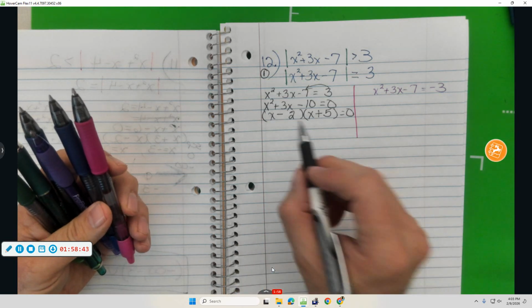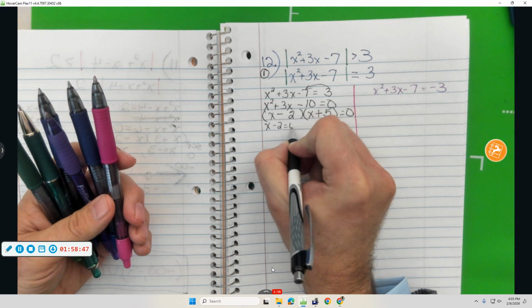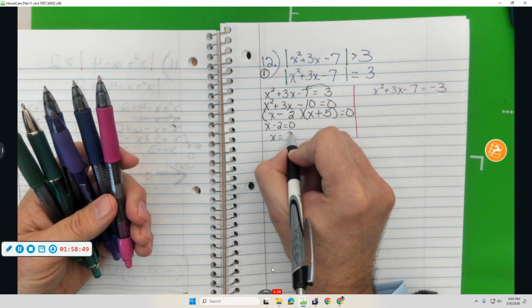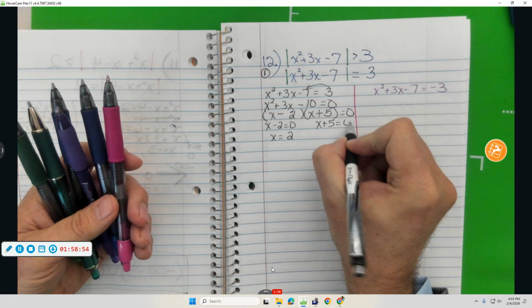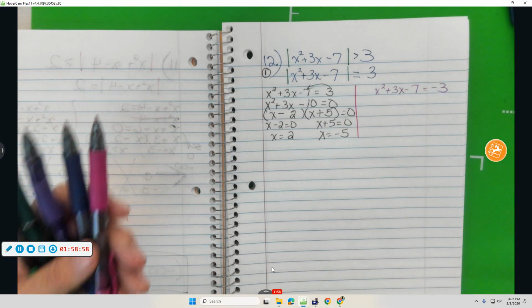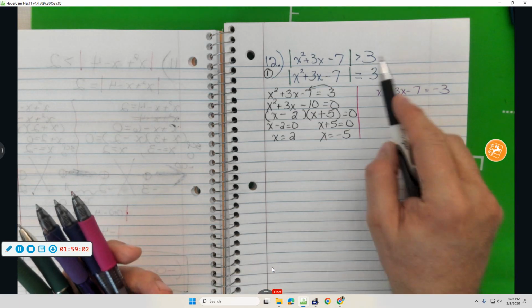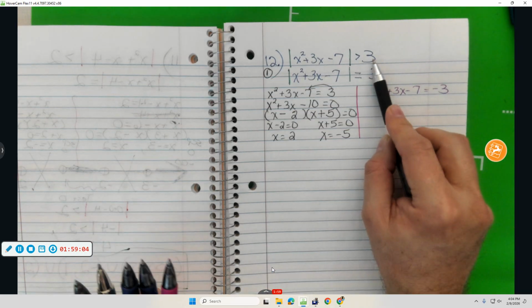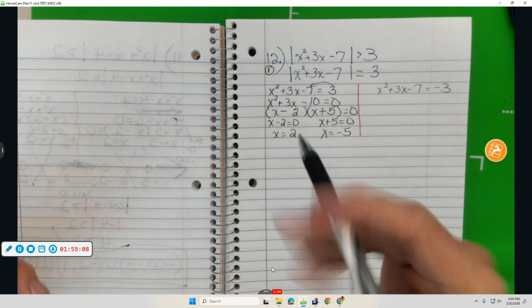Setting each factor equal to 0. x equals positive 2, and x equals negative 5. These solution cut points have what sort of circle on them when we label them? Open circle.